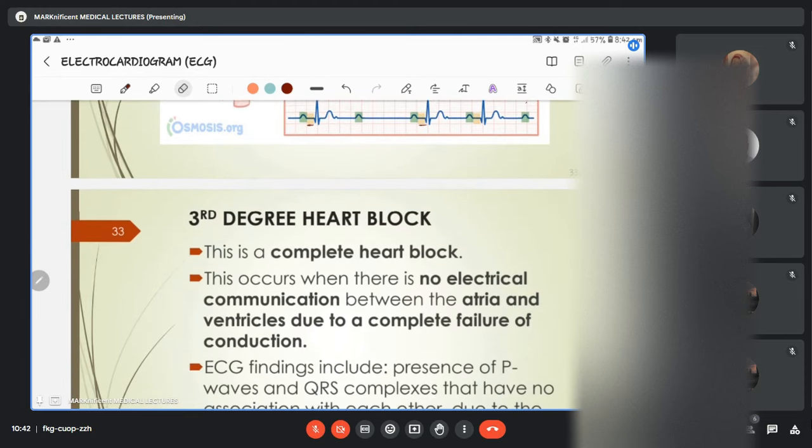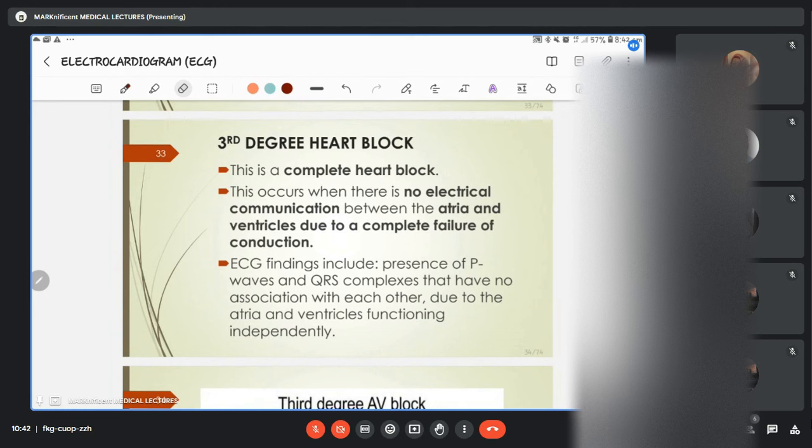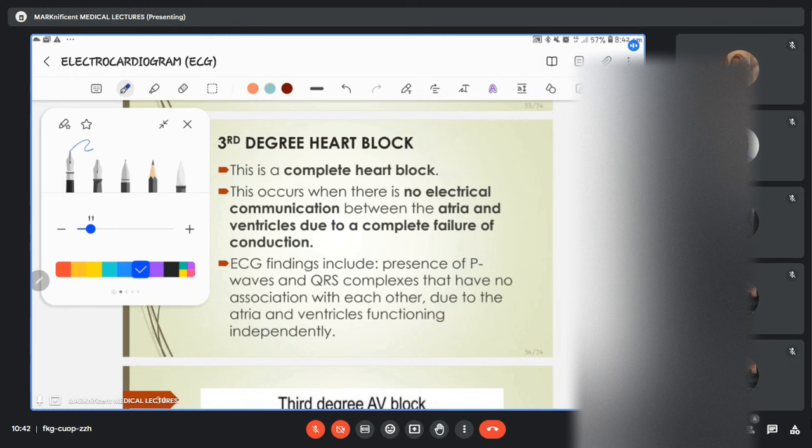So the last one, which is third degree heart block, is called complete heart block, just like how you stage cancer. Stage 1 is actually mild in a way, stage 2, stage 3, stage 4 is the end stage cancer normally. So this is a complete heart block. This occurs when there is no electrical communication between the atria and the ventricles due to complete failure of conduction. That means the blockage at the AV node has occurred completely. It is just blocking, and there's no passage of impulse down to the ventricles.